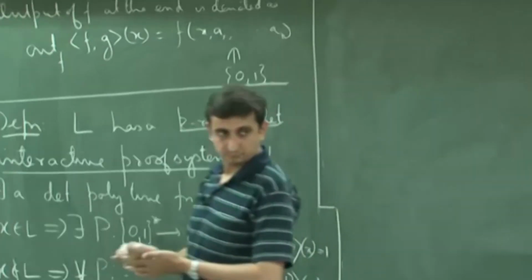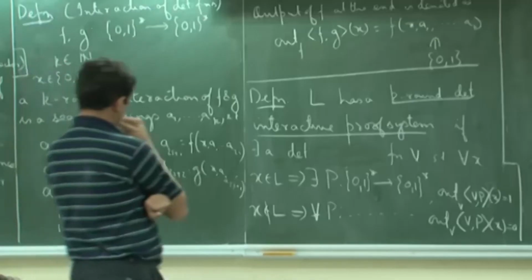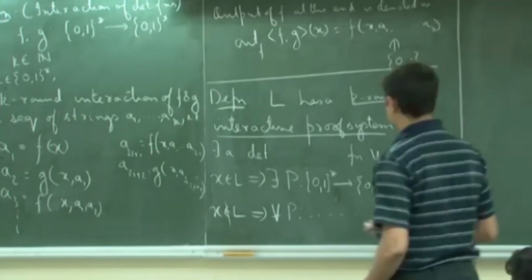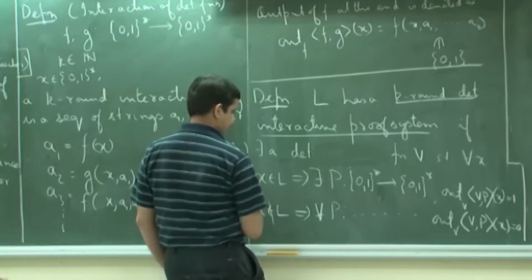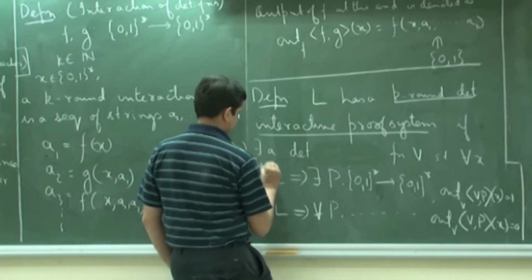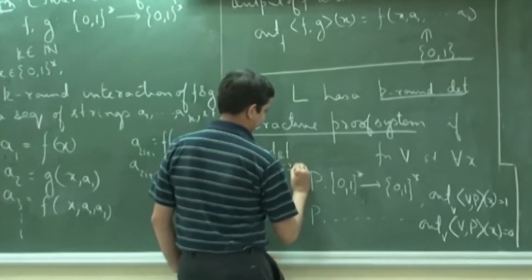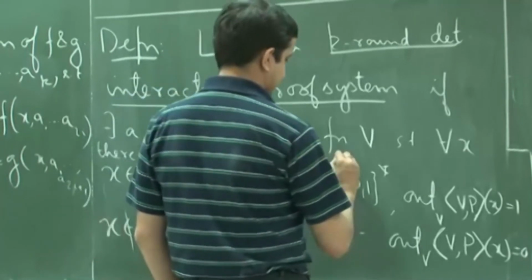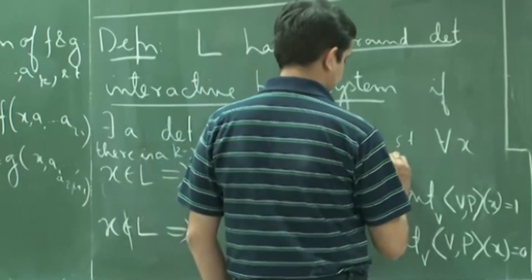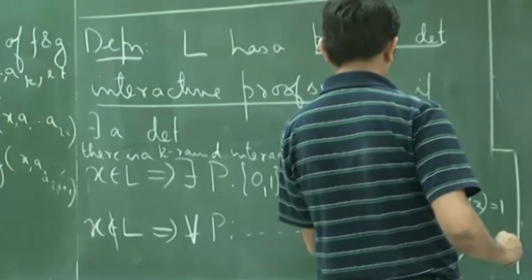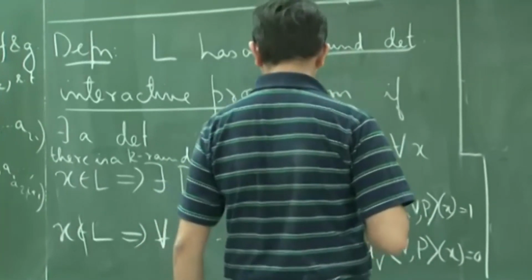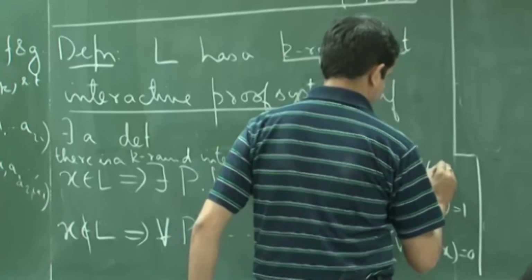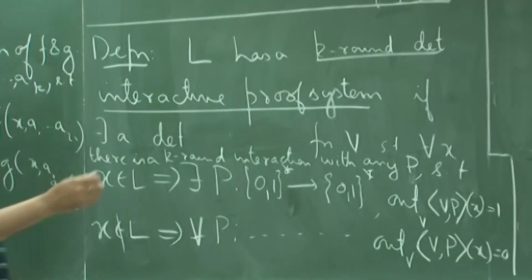This last occurrence, does it belong to it? And then for all the provers and for all the verifiers we have... Why are we changing for all the provers? If we assume that all the provers have the same power. One second. Yeah, so for all x, there is a K round interaction with any function p, with any p such that this happens. Okay.